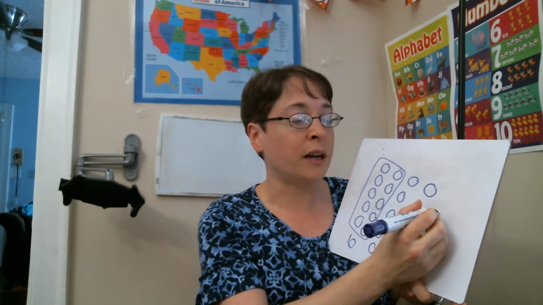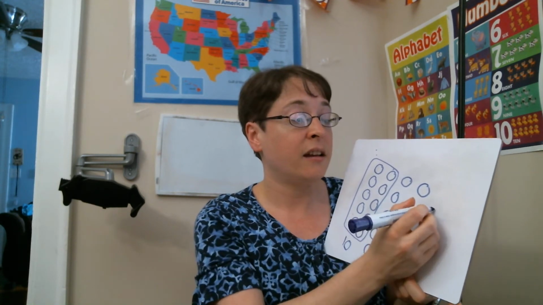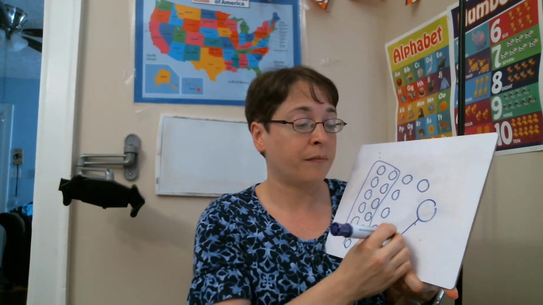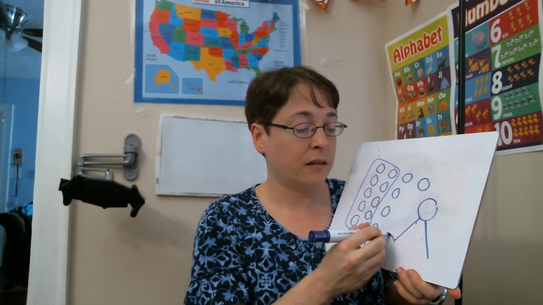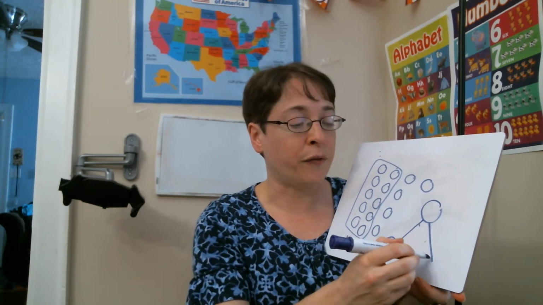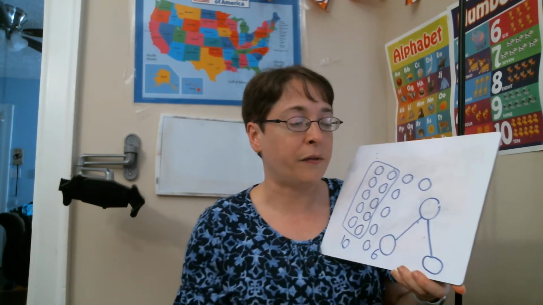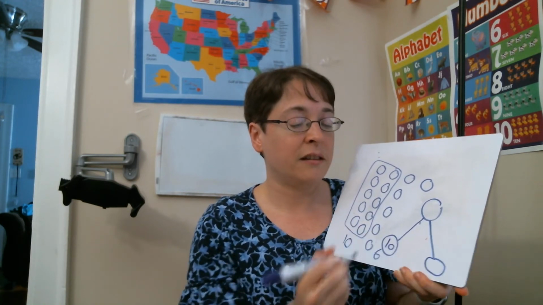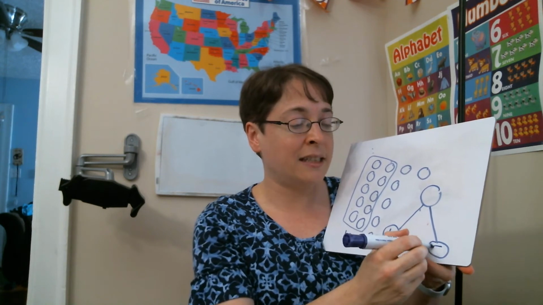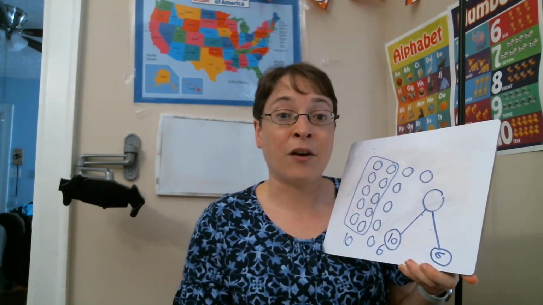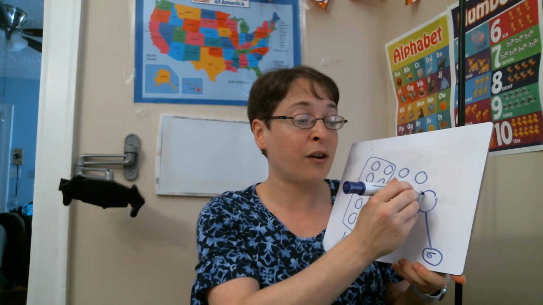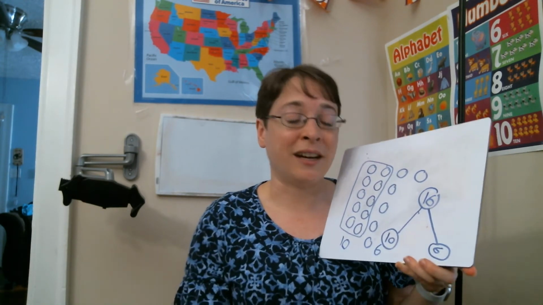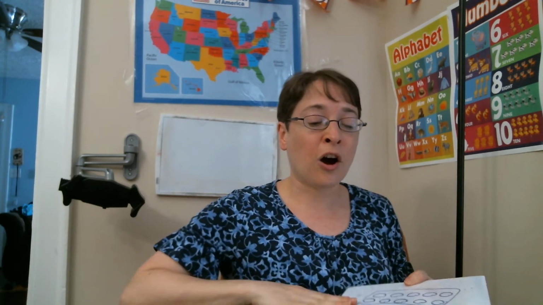And I also want us to make a number bond for our problem here. So this is just a little review for what we've learned before. All right, so we have 10 and 6. And how many is that all together? 16. Very good. All right.